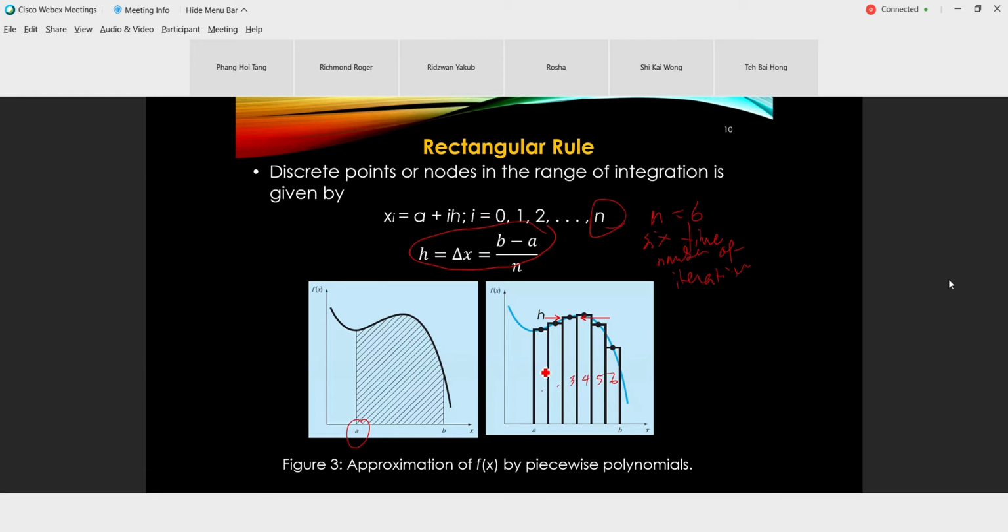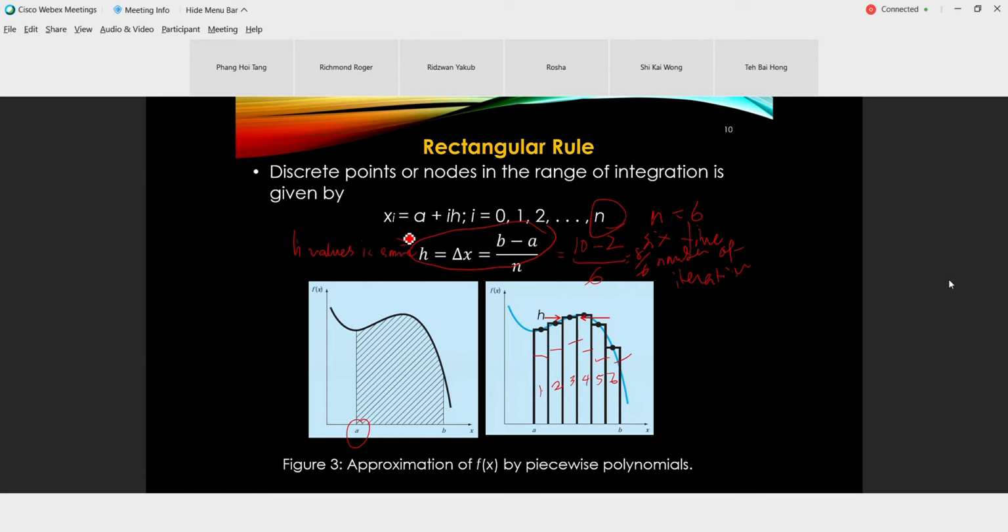Can you understand? 1, 2, 3. And then the value of h must be consistent, it means the same. If n is equal to 6, and b value is 10, a is 2, then 10 minus 2 divided by 6. So your h value is consistent, the same. This is 8 over 6, 8 over 6, 8 over 6, and so on. So your h value is the same.